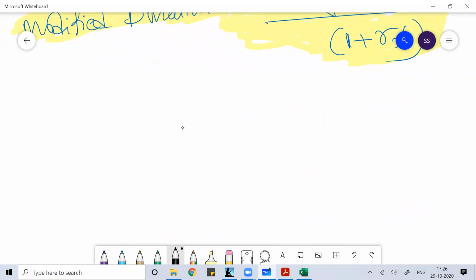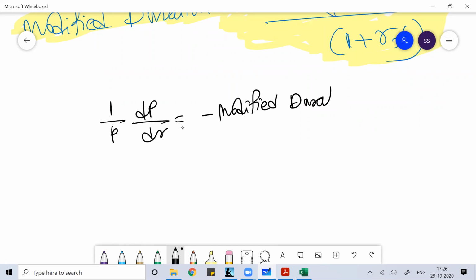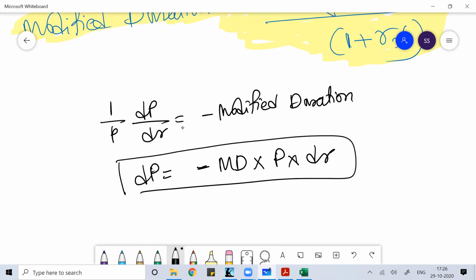Okay, so if you see this relation, you know that (1/P) dP/dR is equal to minus of modified duration. So I can say dP is equal to minus of modified duration into P into dR. This is the relation you have to remember.